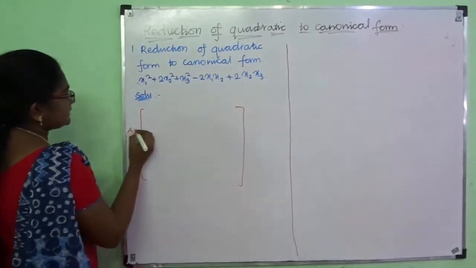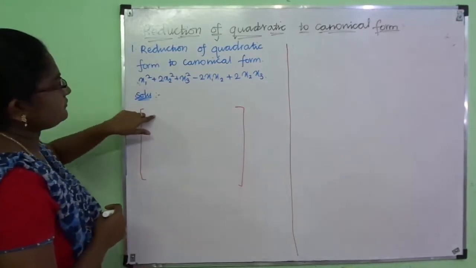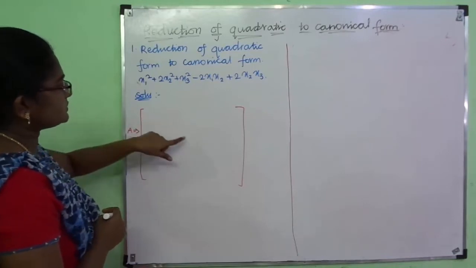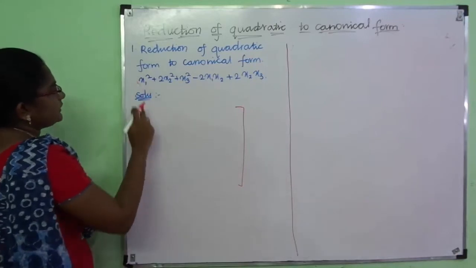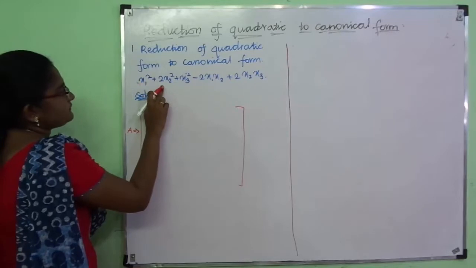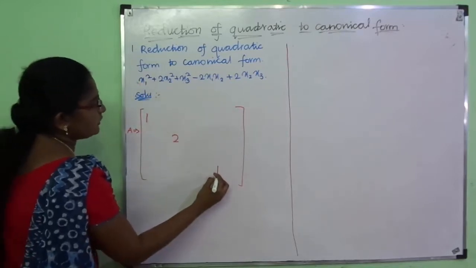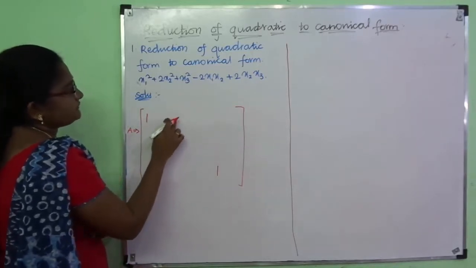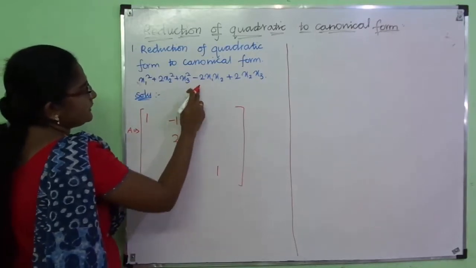Matrix A. Let us consider this matrix as A. In the general form of the matrix, we have seen all the diagonal entries will be the coefficients of x1 square, x2 square and x3 square. We are going to write them. Coefficient of x1 square is 1. Coefficient of x2 square is 2. Coefficient of x3 square is 1. And then our remaining term will be half the coefficient of x1 x2. So half of minus 2 will be minus 1.